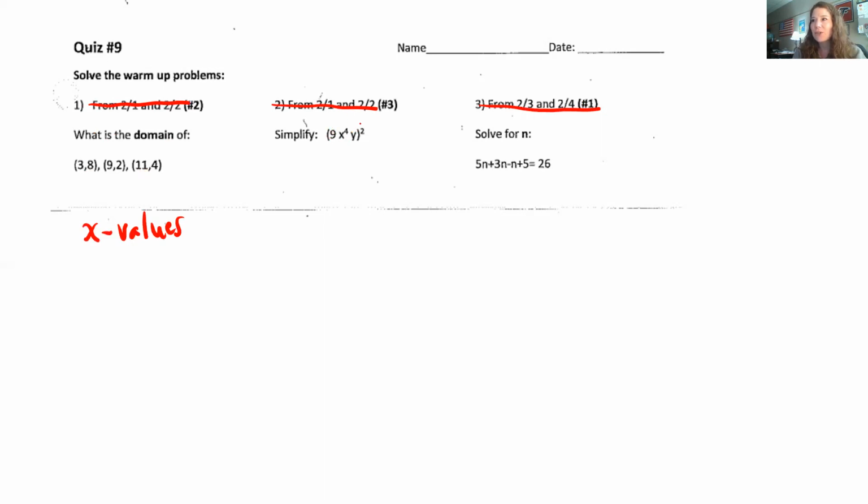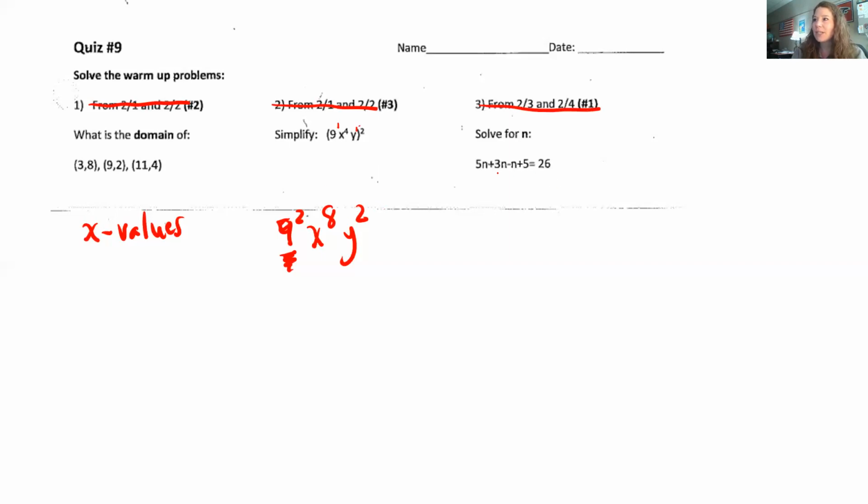So don't forget, you're going to multiply every exponent, even the one you don't see, by 2. So a power raised to a power. So 1 times 2 is 2. So this would be 9 to the second. And then 4 times 2 is 8. And there's another one that we don't see. So y squared, and then you still need to simplify this, right? Because you can square 9. So simplify that, and then that'll be your answer.